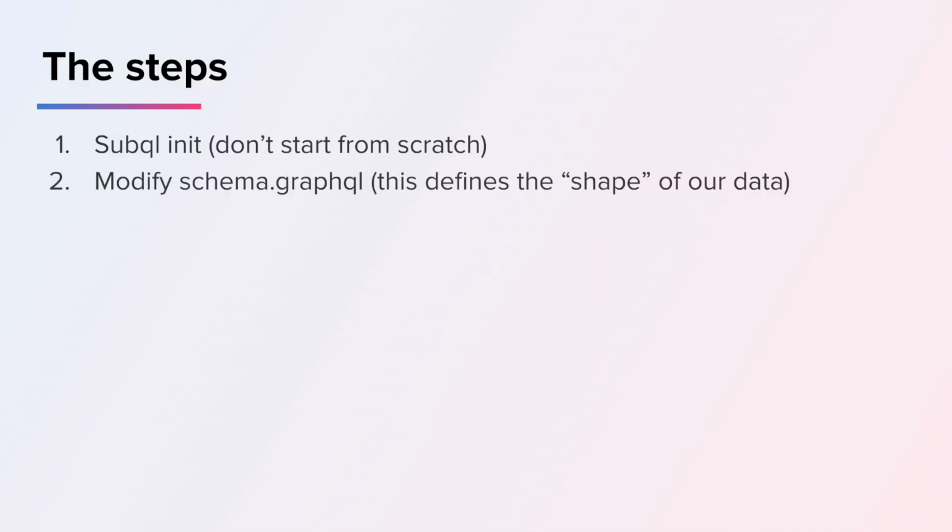So there are just 4 steps involved in creating our project. The first one is to run the subql init command. And this creates a scaffold so you don't have to start from scratch. You get a project pre-populated with files and folders and sample code for you to modify. Speaking of modification, the first file to change is the schema.graphql file. This file defines the shape or the type of information you want to extract.